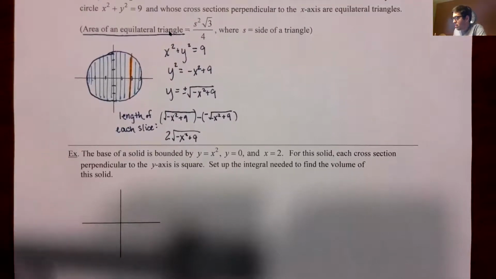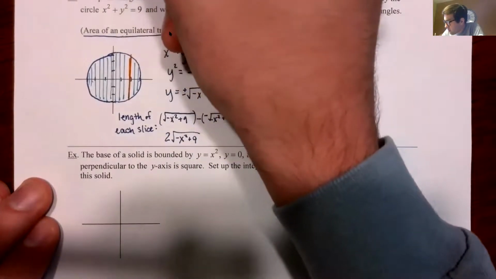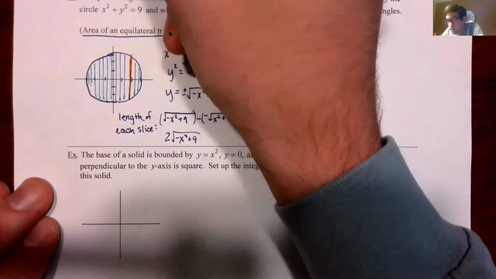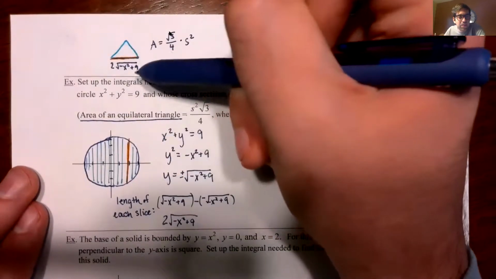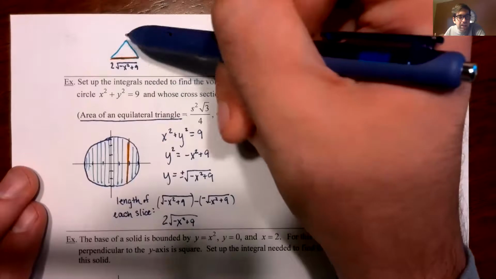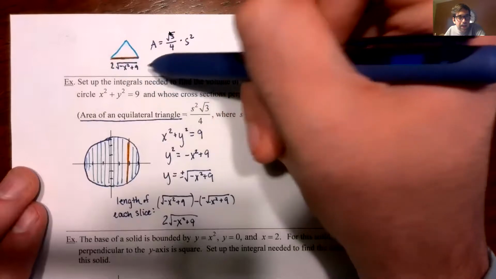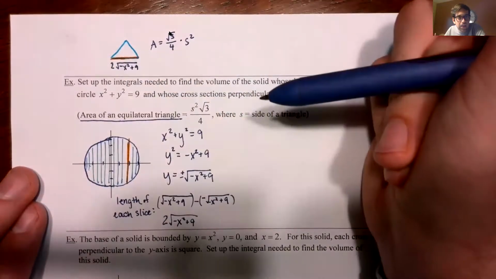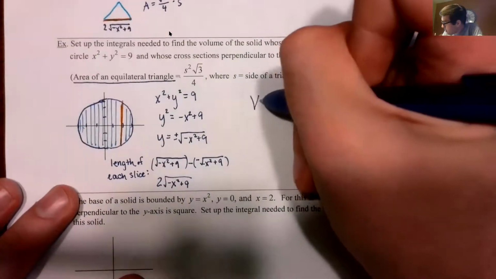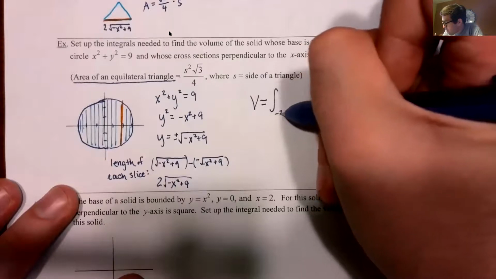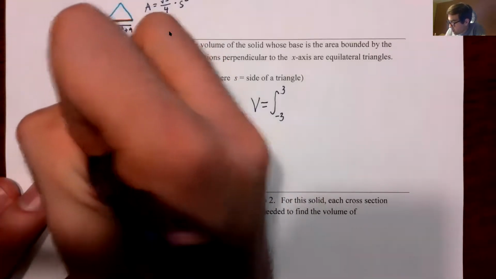So let's set up our volume. First of all, this is what's going down here. 2 times the square root of negative x squared plus 9 is the base of this triangle. It's also the length of this side and the length of this side. But all we need to do is plug that in for s. The length of one side gets plugged in for s, and then we can solve. So we've got the volume equals the integral from -3 to 3, right? Because that's our left bound and our right bound of our integral.